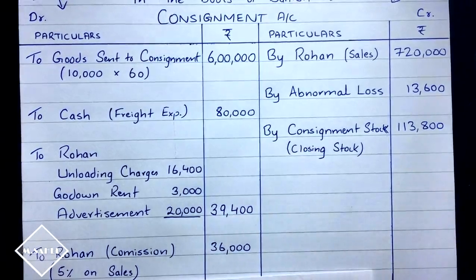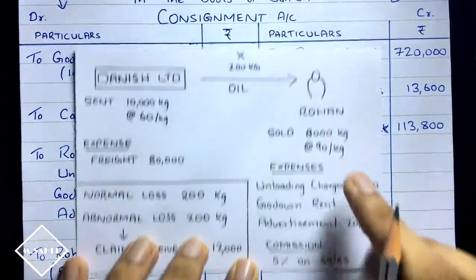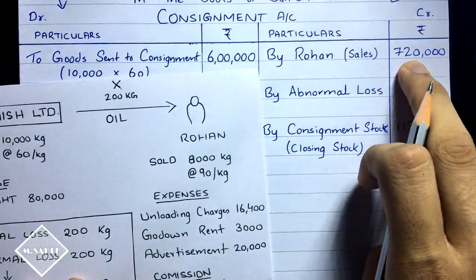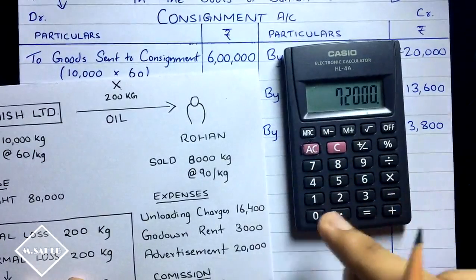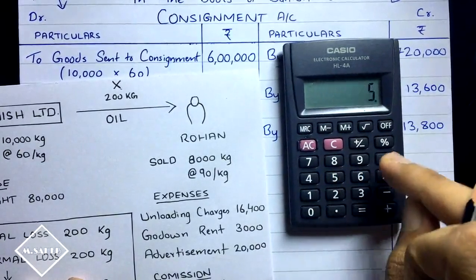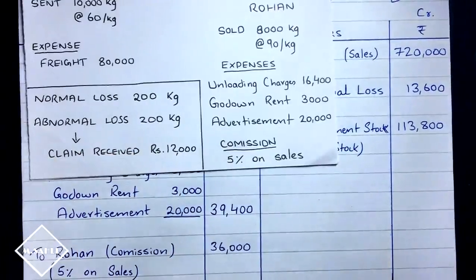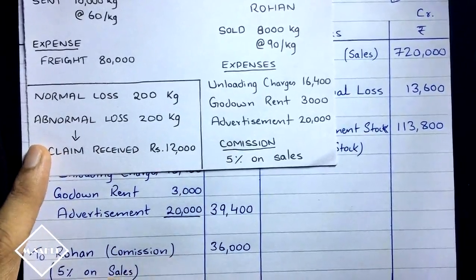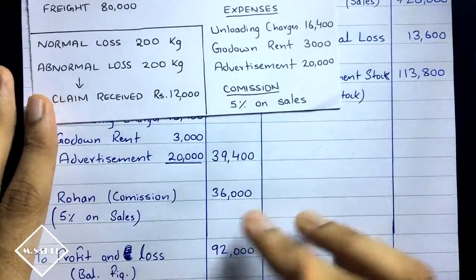Simple. Okay, and then what happened? And then commission happened. See, this Rohan was given a commission of 5% on sales. How much was sales here? 7,20,000. He sold 7,20,000 worth of goods. So 7,20,000 into 5%, that is equal to 36,000. Simple, 36,000. So his commission would be 36,000, and it's better to write commission in the bracket and 5% on sales. It's better to show the calculation also, okay? So 36,000.